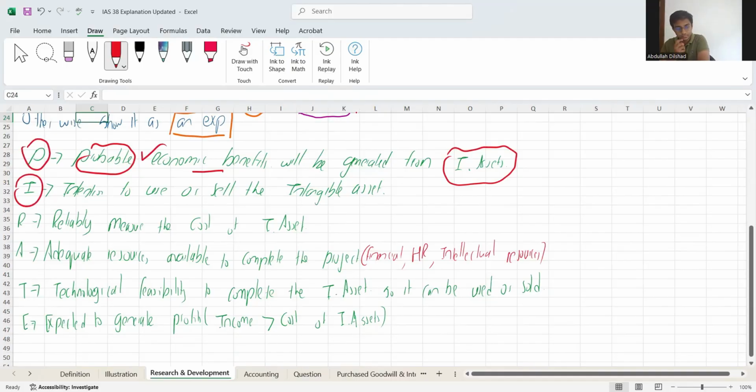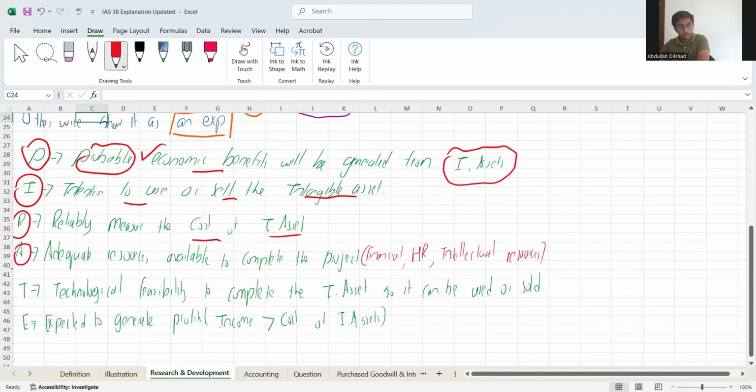Point number two would be your intention to use or sell the intangible asset. Normally when I buy an asset, say for this example, this calculator, I will either use this calculator in my studies or whatever I do, or I would sell it off to a third party. So that is my intention. Number three, reliably measure the cost of the intangible asset. As I told you previously, I know what is the cost to produce this calculator within my country. Okay, so I can measure the cost.